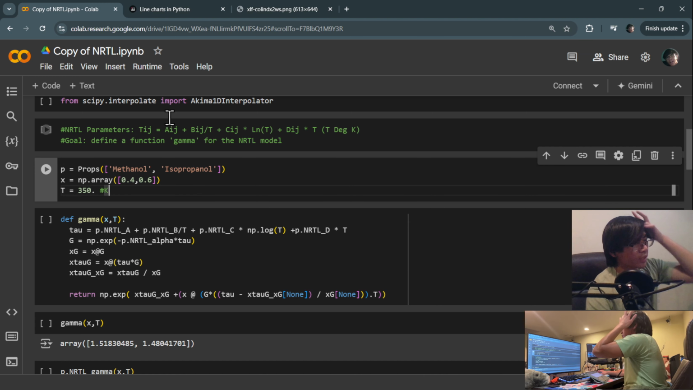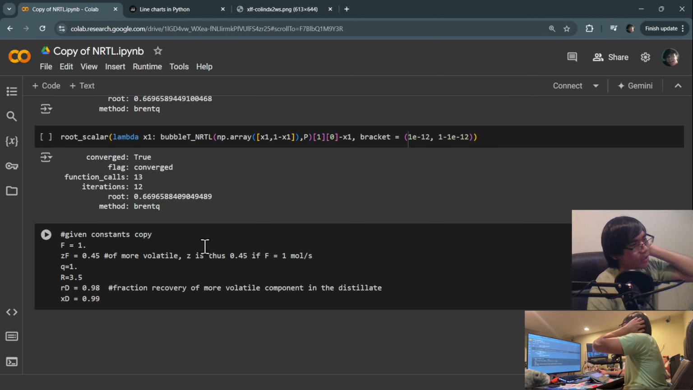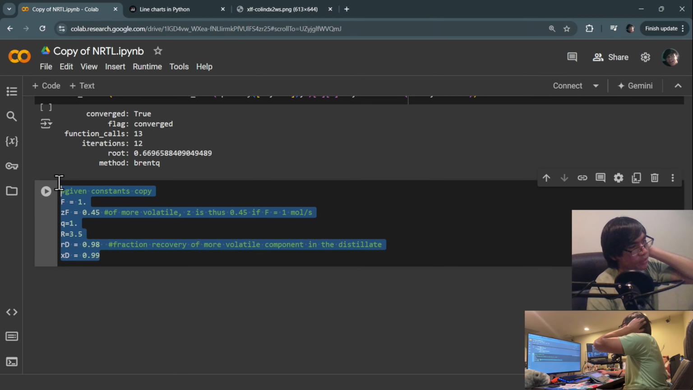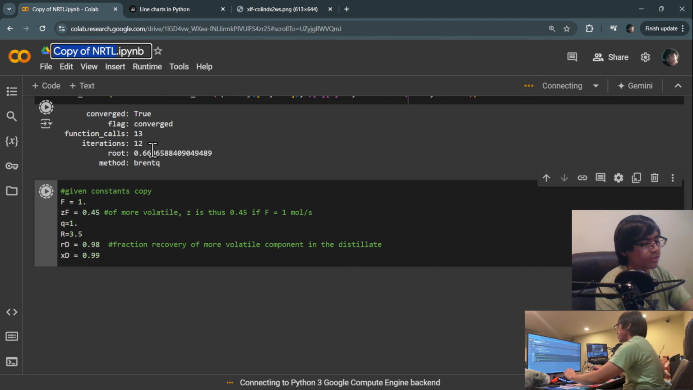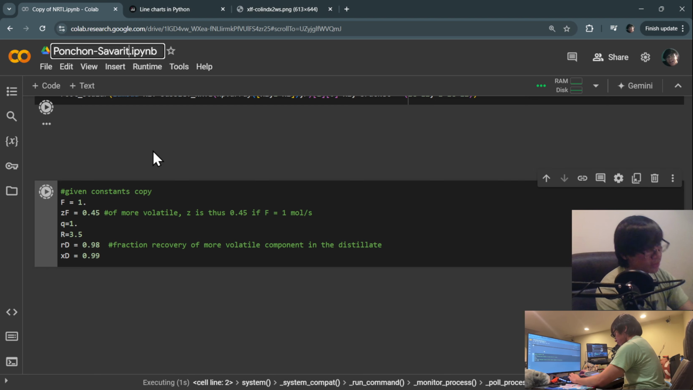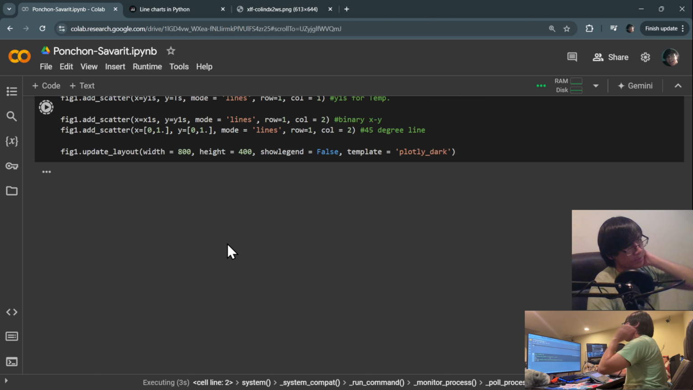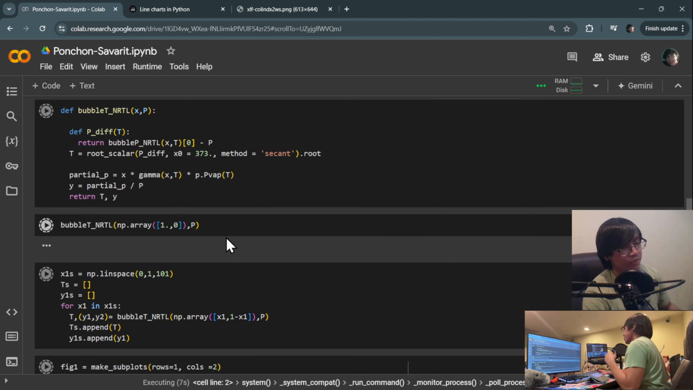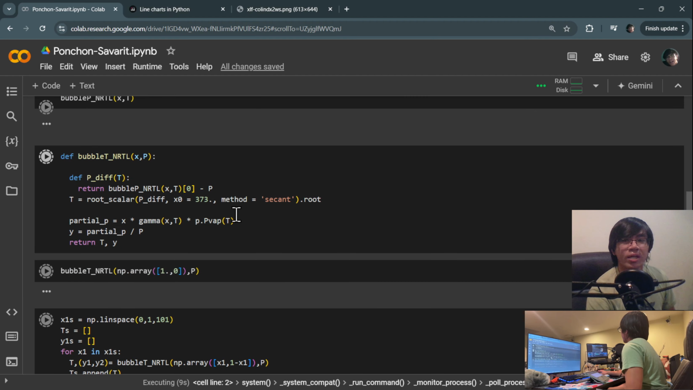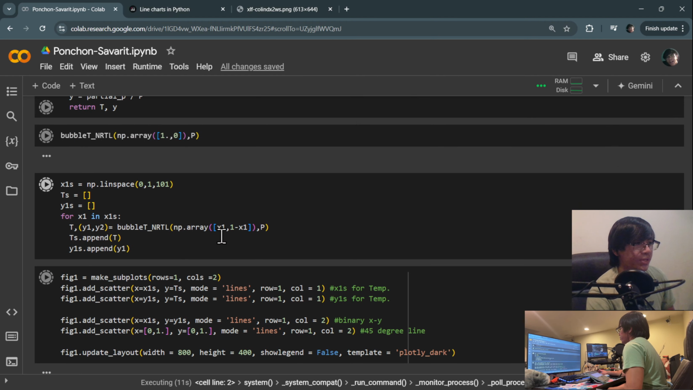Okay. And then I think we could just hit run all. I have my given conditions here posted already. And I'll go ahead and just change this to Ponchon-Savarit. I think it's 1T. Yeah. Okay, so while this is running, I'll talk about the general plan. First, we're going to get our enthalpies.